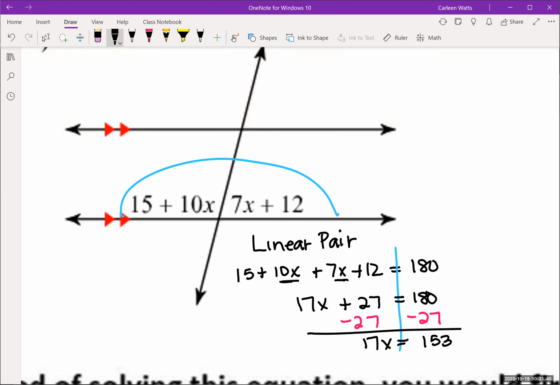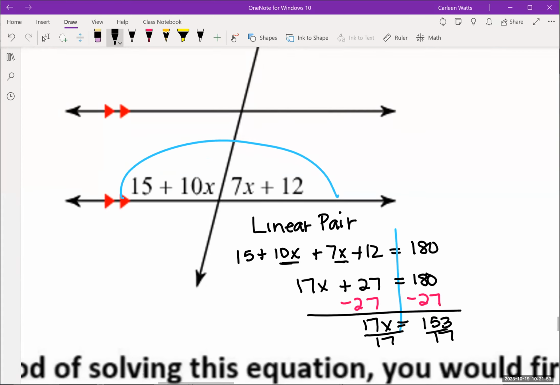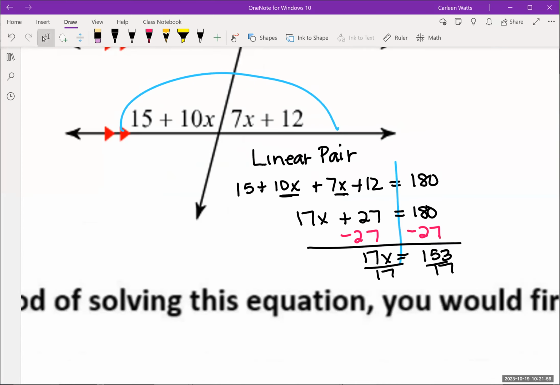All right, you can come out from under your desk. Okay, last step, divide. 153 divided by 17 is, what is it? 5? No. Okay, I can't do it. 153 divided by 17 is 9. Oh my goodness, I was so off. So linear pair, x equals 9.